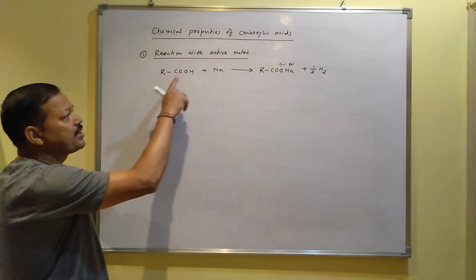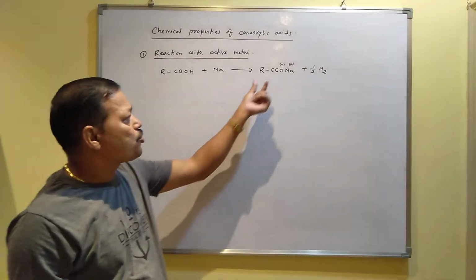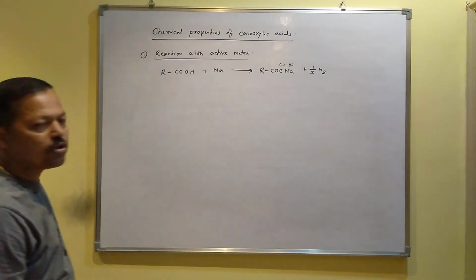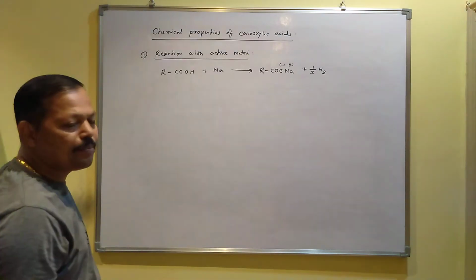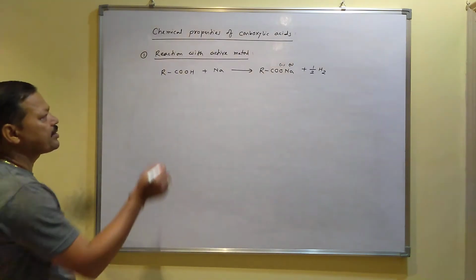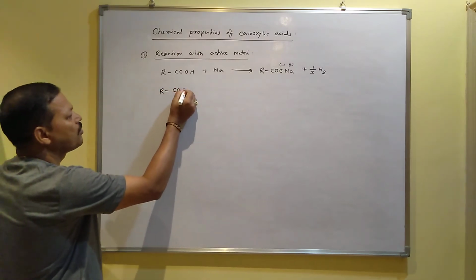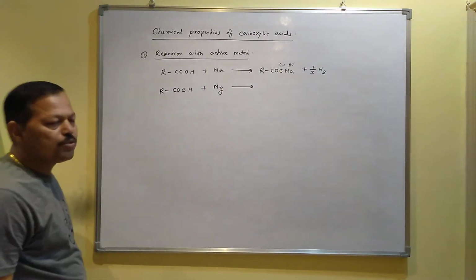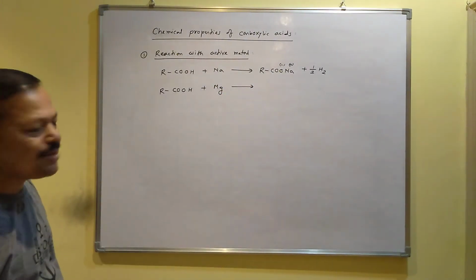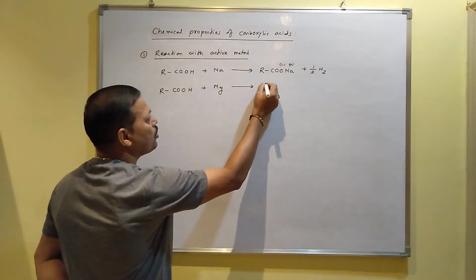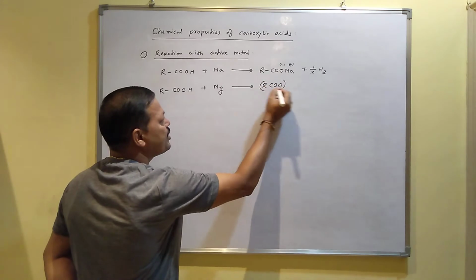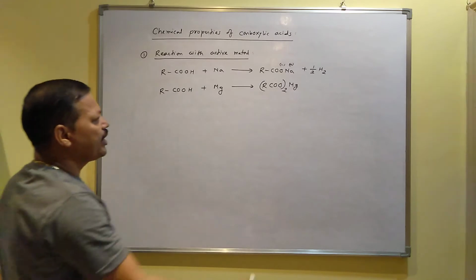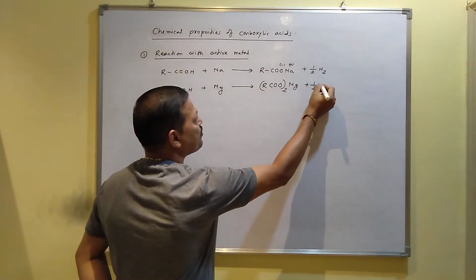So when carboxylic acid reacts with sodium metal, it produces a salt which is called the sodium salt of carboxylic acid, and it releases hydrogen gas. And this is one of the properties of acid. Any acid, when it reacts with metal, produces salt and hydrogen gas. Similarly, carboxylic acid when it reacts with magnesium metal, as you know, sodium valency is 1, magnesium valency is 2. So when it produces the salt, the formula will be like this, (RCOO)2Mg. This is called the magnesium salt of carboxylic acid, and it releases hydrogen gas.